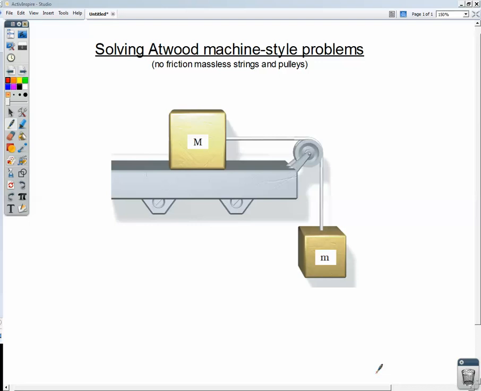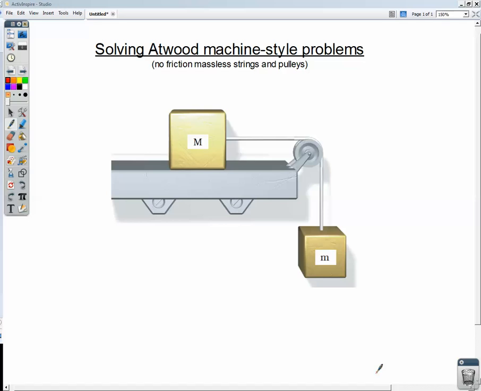In this lecture we're going to talk about solving a whole class of problems that are Atwood machine-style problems. In these ones we're dealing with no friction, massless strings and pulleys. We'll get to the point where we'll be able to deal with friction for that block that's resting on the table, and a pulley that has mass. But for right now, it's about the simplest problem that we've got.